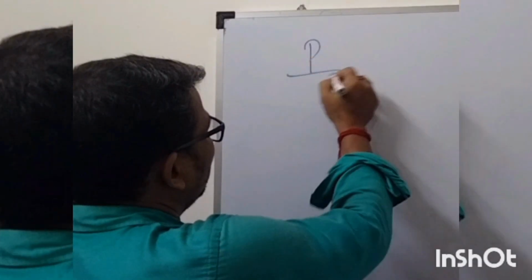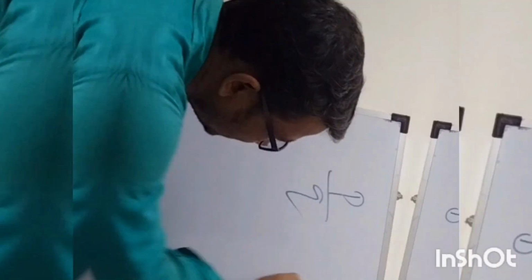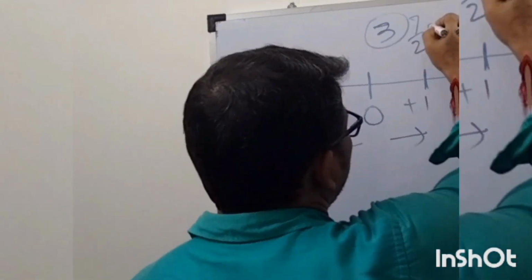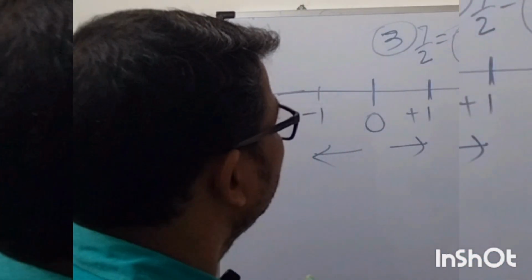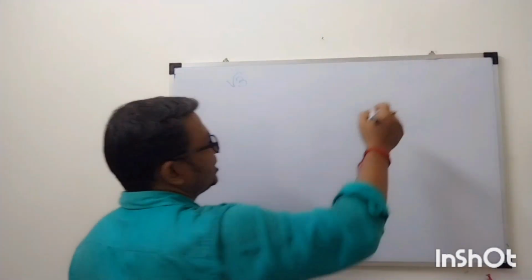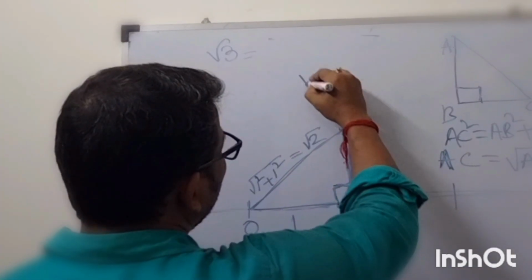expressed in the form of p by q, that is, rational numbers. For example, 7 by 2. If we turn it into a mixed fraction, we have to understand Pythagoras theorem. What is Pythagoras? At the point Q.